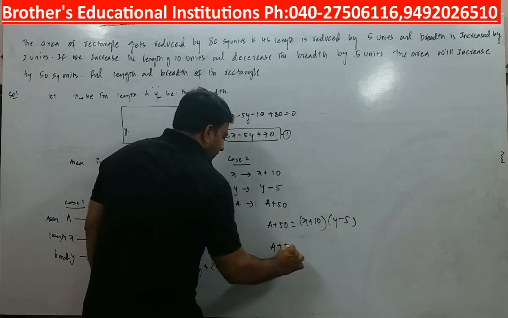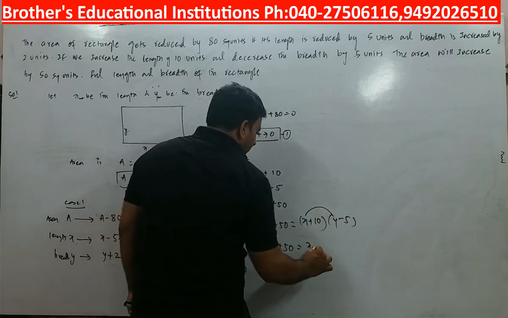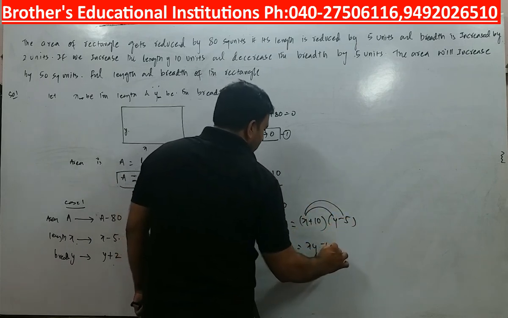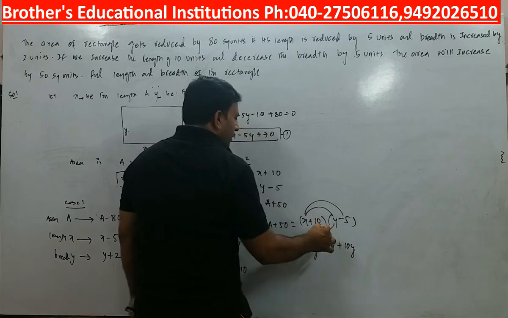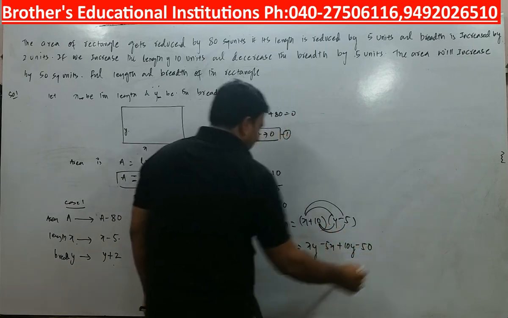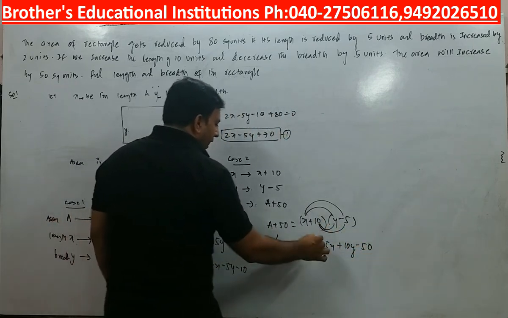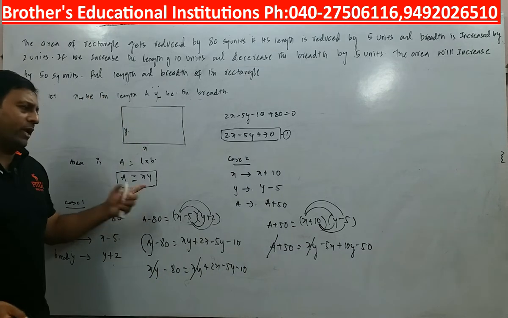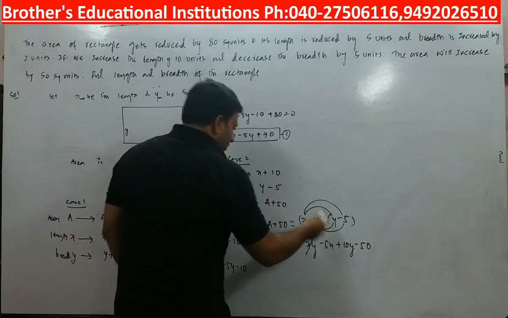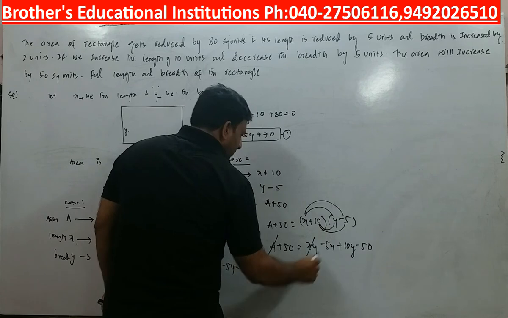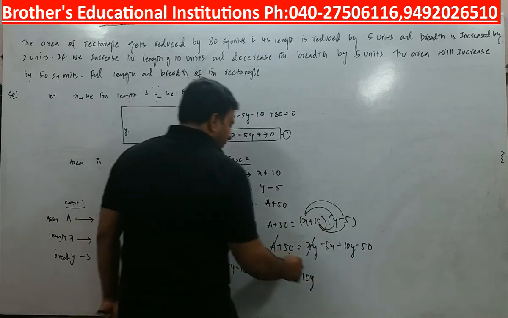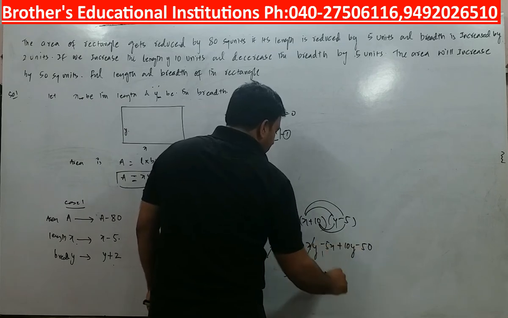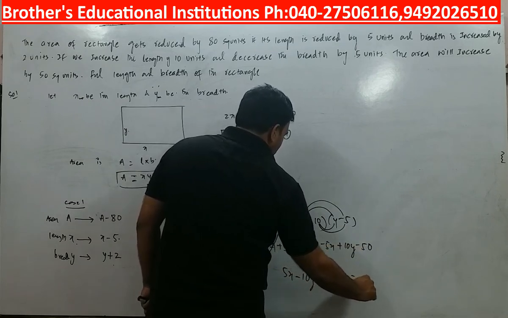So A plus 50 is equal to x into y, xy, x into minus 5, minus 5x, 10 into y, 10y, 10 into minus 5, minus 50. And you already know that area and xy both are same. Area is equal to xy, both of them will get cancelled. Now shift everything to the left hand side. Minus 5x will become plus 5x. 10y will become minus 10y. Minus 50 will come this side, plus 50 is equal to 0.